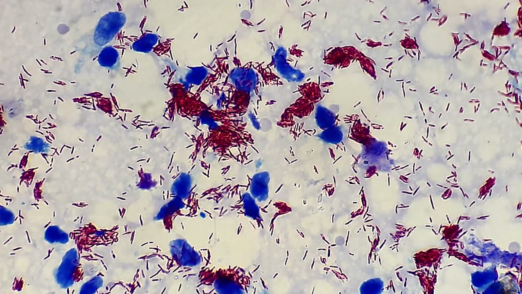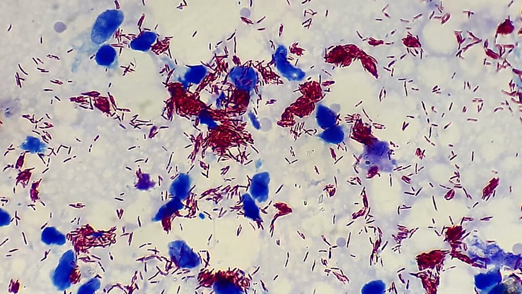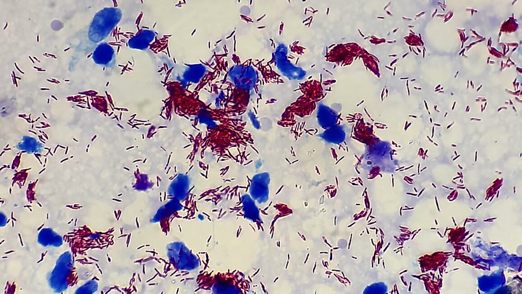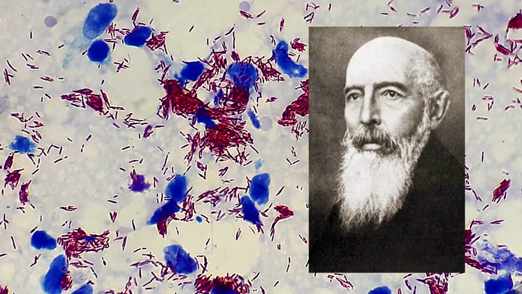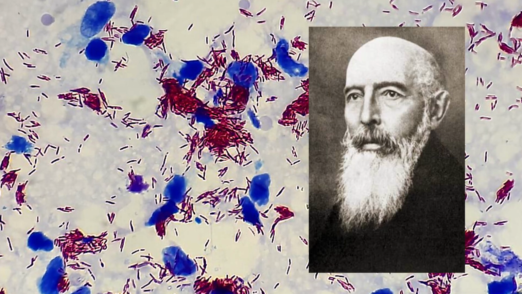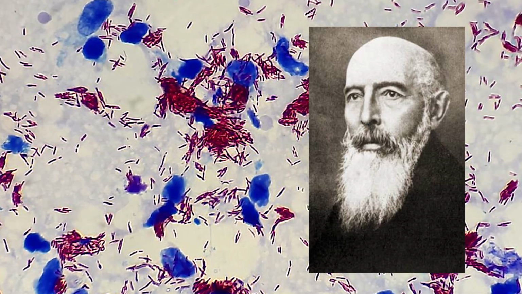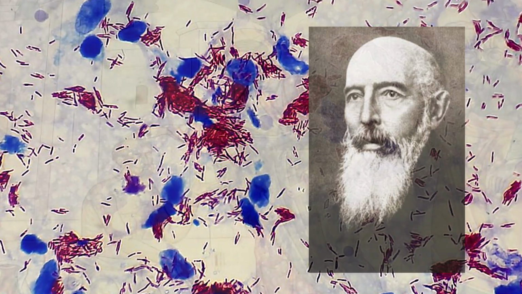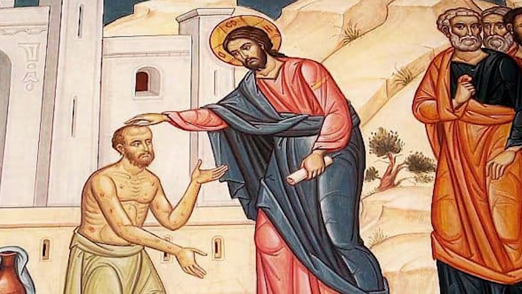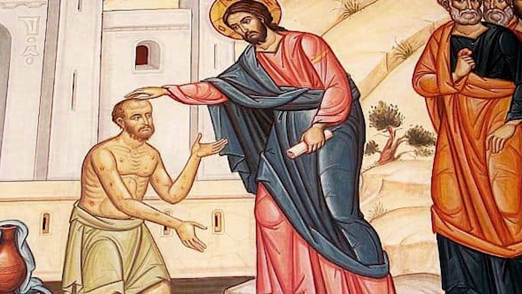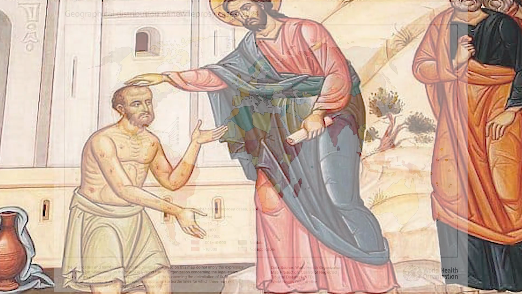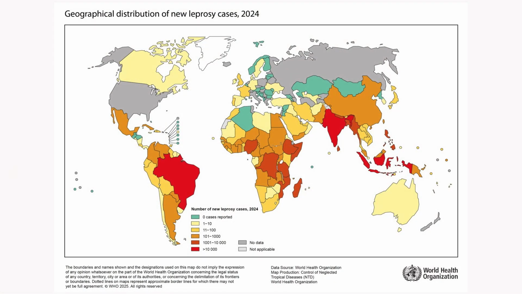The causative organism of Hansen's disease, Mycobacterium leprae, was first identified in 1873 by the Norwegian physician Gerhard Hansen, marking the first time a bacterium was linked to a chronic human disease. This landmark discovery shifted understanding of leprosy from a condition long attributed to heredity or moral failing to one with a defined infectious etiology.